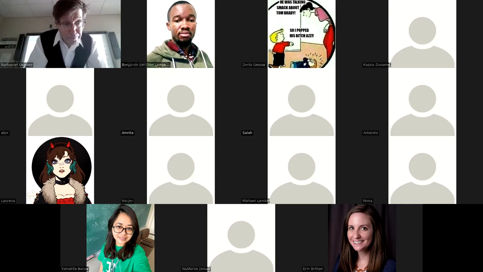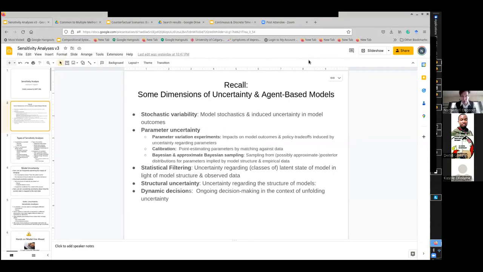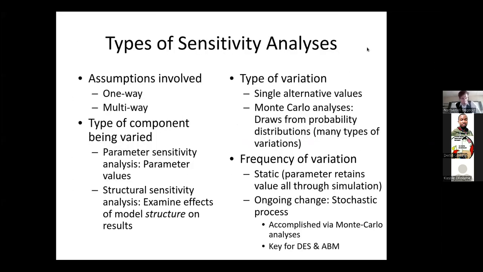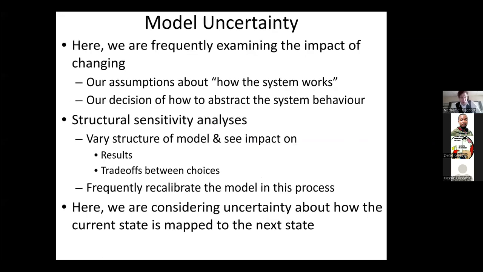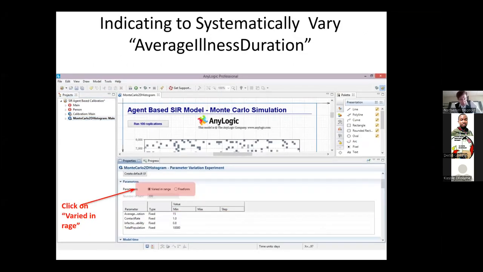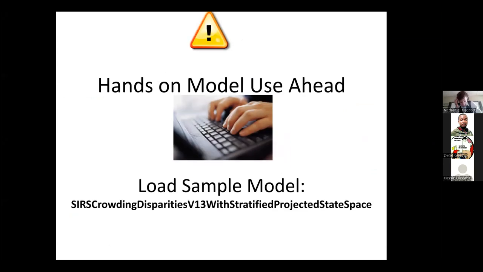But let's switch over and see if we can hit on some of these issues with sensitivity that we had started to get to before. Okay. I noted the varieties of sensitivity, aspects of model uncertainty, and we looked at some example models. And I'd like to call up one of those models.